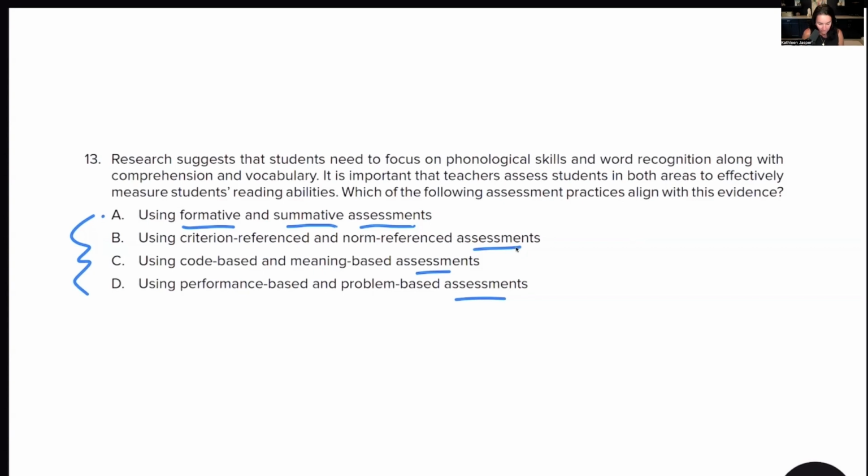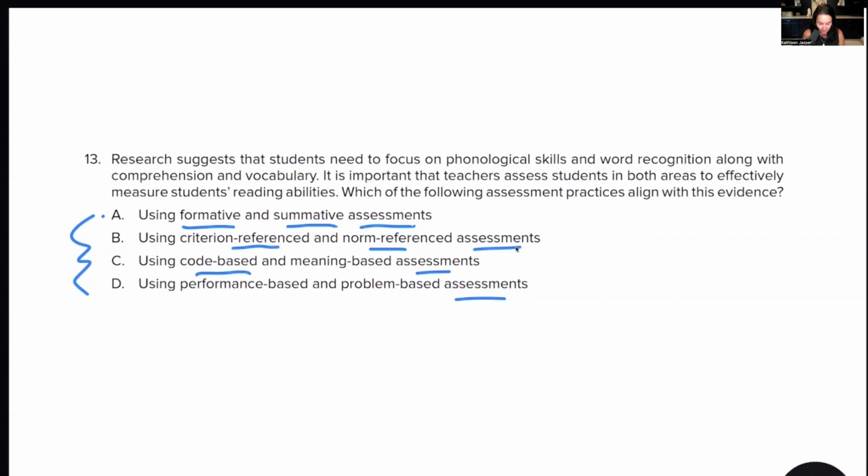B, using criterion referenced and norm referenced assessments. Okay. As a teacher, I'm definitely using criterion referenced assessments because those are standards-based assessments. I may use some norm referenced. I don't know. The norm referenced are usually given by the state in order to figure out student-to-student performance. I'm not in love with B. I like A better. I'm just reading through these to get an understanding of what's in the answer choices. Eliminating ones right now may not be the best bet, but I'm just getting to know these answer choices.